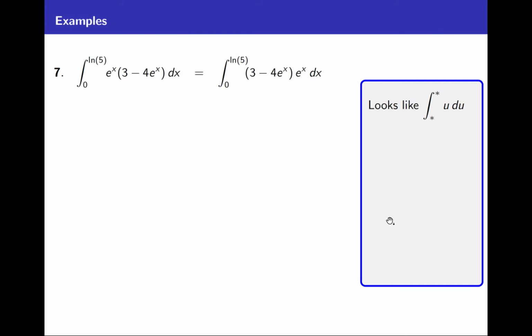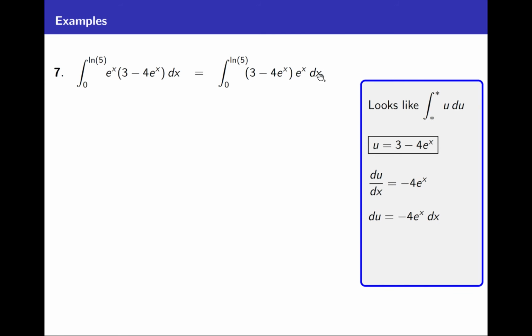And if you look at this, it looks like a definite integral of this quantity right here is just a plain old u. No power, just plain old u. So we could try to make this look like a definite integral of u du. And if we did that, then u would have to be 3 minus 4 e to the x. And then what's our du dx? It would be minus 4 times e to the x. So du would be minus 4 e to the x dx.